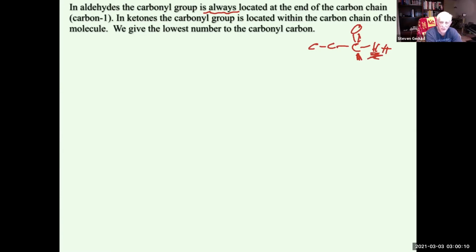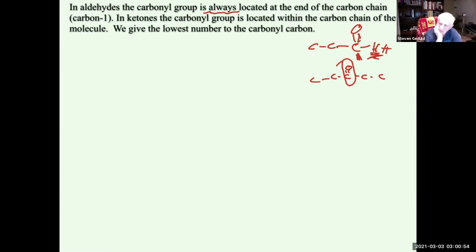Now in ketones, the carbonyl group is located within the carbon chain. It can't be at the number 1 position. And it can't be at the other end of it either. You have to have 2 carbons between it. So if you have 2 carbons or more, carbon, carbon, carbon, carbon, let me make it a little neater. Okay, carbon, carbon, carbon, carbon, carbon. Okay, this carbonyl group has to be in the middle of the chain. It cannot be at the number 1 position, no matter what. If it's at the number 1 position, it's an aldehyde. Okay, it has to have carbon chains between because there's carbon on both sides of the carbonyl group.